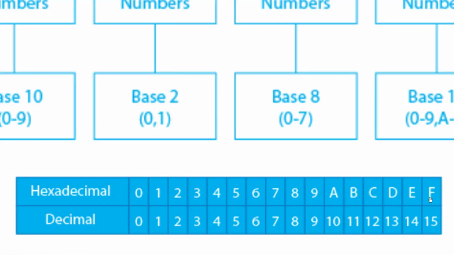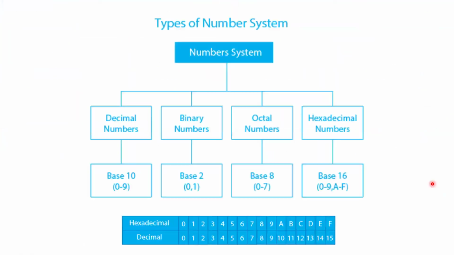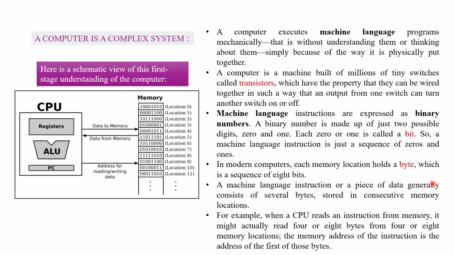So how can we show this number? By using letters. So for 15, we are using this letter F. For example, for 10, we are using the letter A. This way, we can convert our decimal numbers to hexadecimal numbers. For example, 0 is 0 again in hexadecimal. But if you are talking about this 15 value, you will see F. We will see these conversion structures in our future classes.